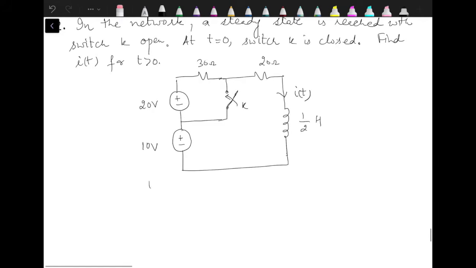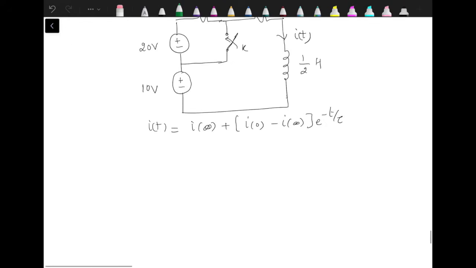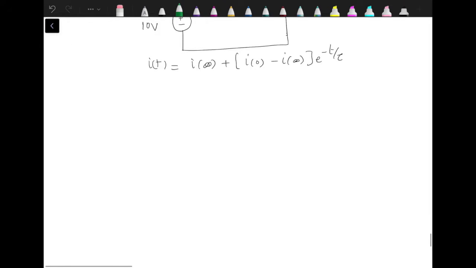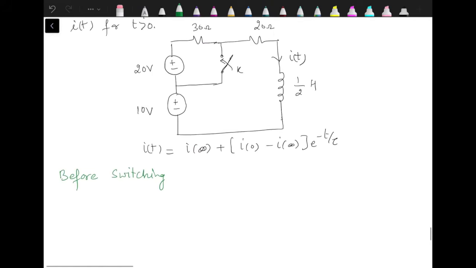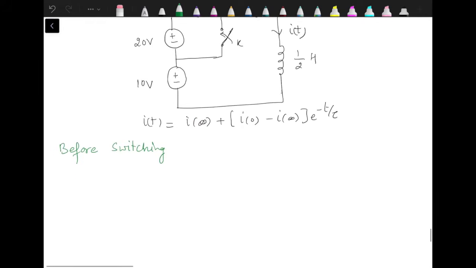We know the expression, the same expression which we had used earlier: I infinity plus I0 minus I infinity into e raised to minus t by tau. We need to find I0, I infinity and tau step by step. Let's start with finding I0, which we can find out from before switching conditions.